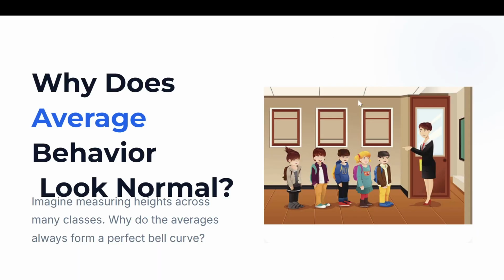Imagine measuring the average height of students in many different classes. Each class is different, but strangely the averages follow a normal curve. Why does this happen? This is explained by the Central Limit Theorem. Today I will explain it using simple results and simulations.